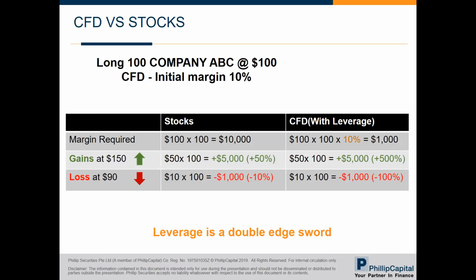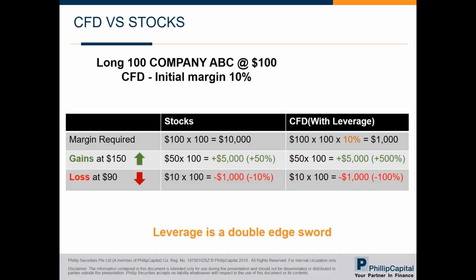Okay, so let's compare the differences in terms of money. Let's say we want to long 100 shares of company ABC at $100 for this counter. The initial margin required is 10%. So for stocks, in order for you to hold 100 shares at $100, you need 10K. However, using the leverage of CFD, you only need $1,000. So using this $1,000, we will be able to gain exposure of a $10,000 contract value.